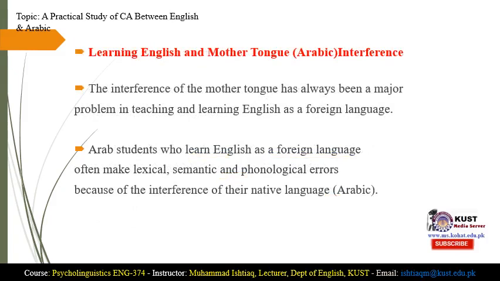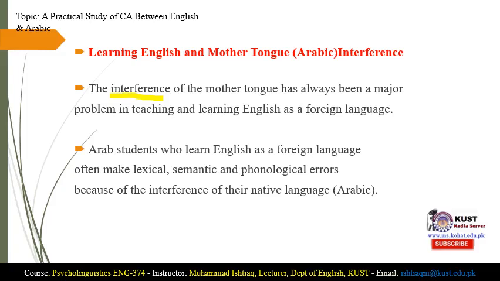Now we are going to have some discussion about the interference of Arabic. Arabic is the mother tongue, and it interferes when learning English as a second or foreign language. What interference? The interference of the mother tongue has always been a major problem in teaching and learning English as a foreign language. Up till now, we were focusing on these things. We talked about interference. Interference is, you can say, the keyword in contrastive analysis.